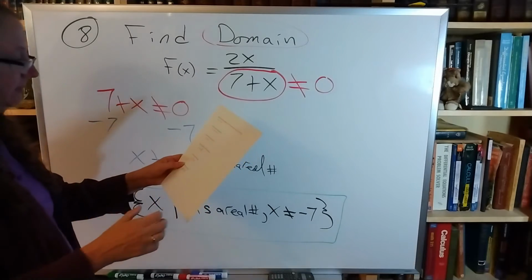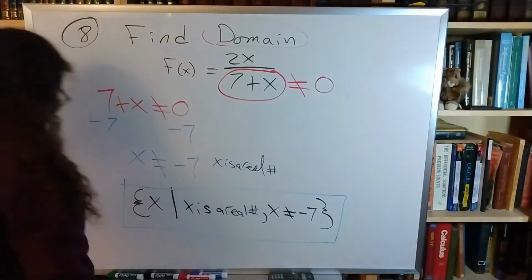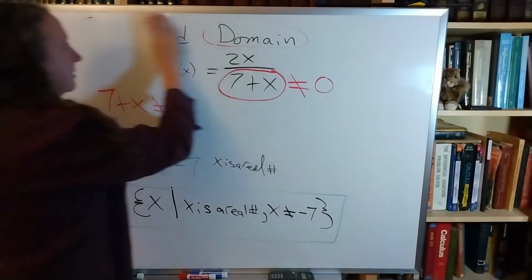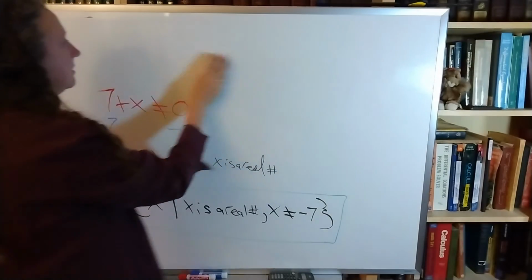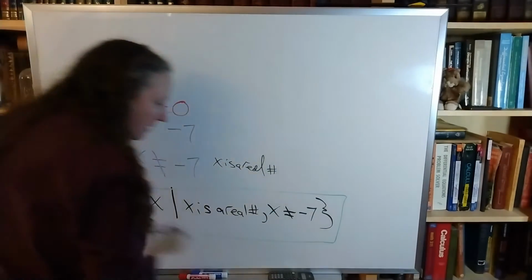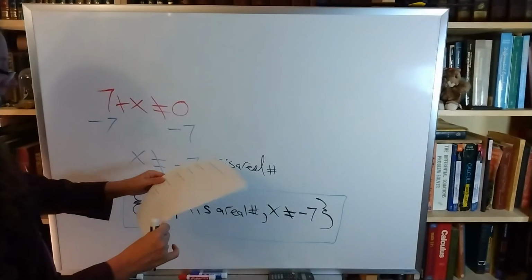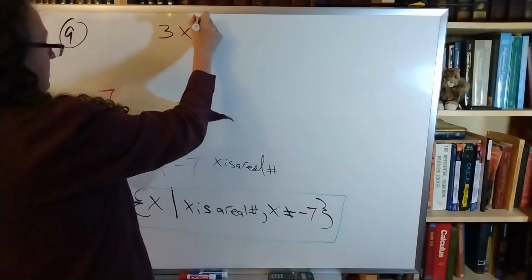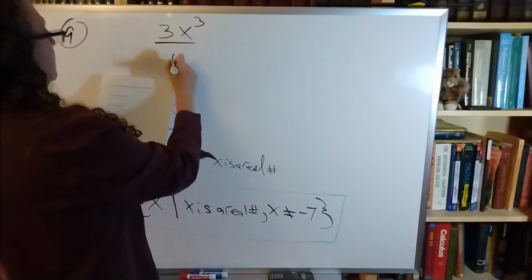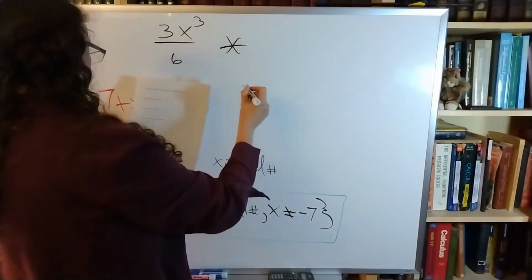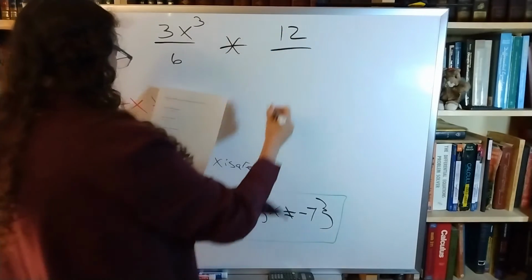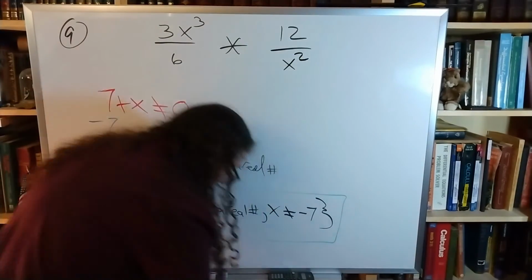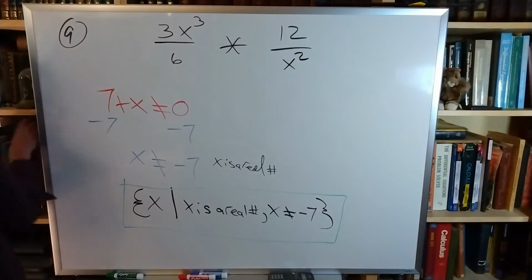Number 9. Find the product and simplify. So our problem is 3x to the third over 6 times 12 over x squared. Work on that while I erase the board.